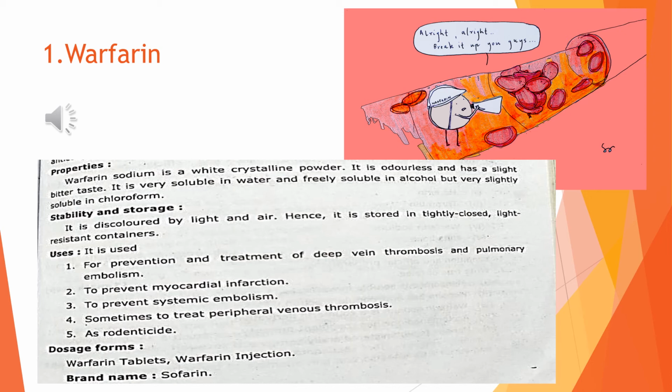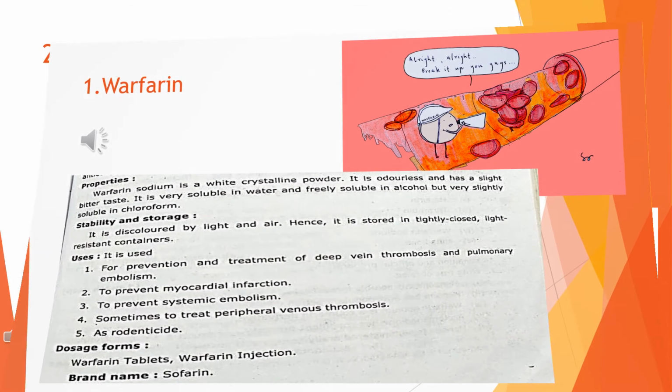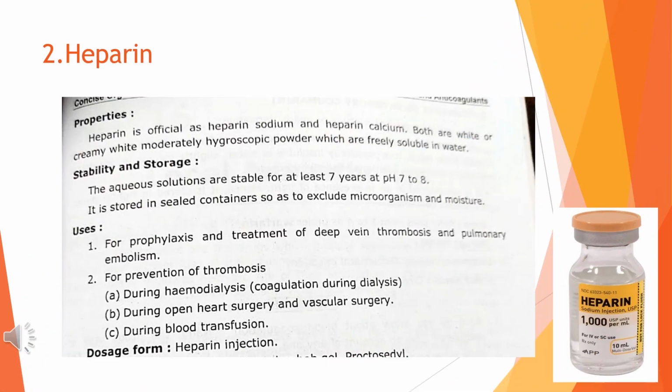Next, dosage form. So basically it is available in tablet and injection form. Warfarin is the brand name of Warfarin. Second drug of anticoagulant is heparin.